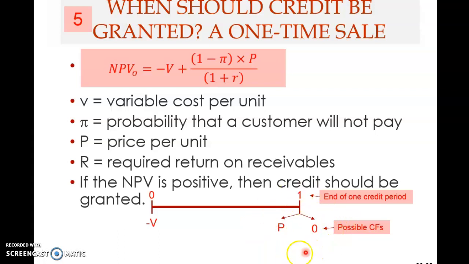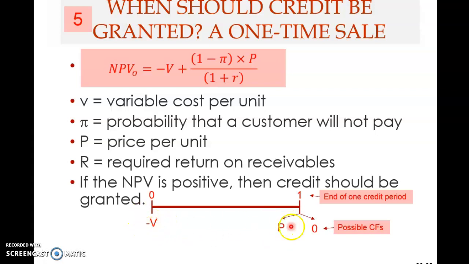We looked at this when we computed the expected return. Here we have expected cash flow, so we use a similar concept. There are two possible cash flows. One is P. This is a cash inflow when the customer pays the price per unit at the end of the credit term. The other is 0, meaning they don't pay anything. This is when they make full payment, so the company will receive P.